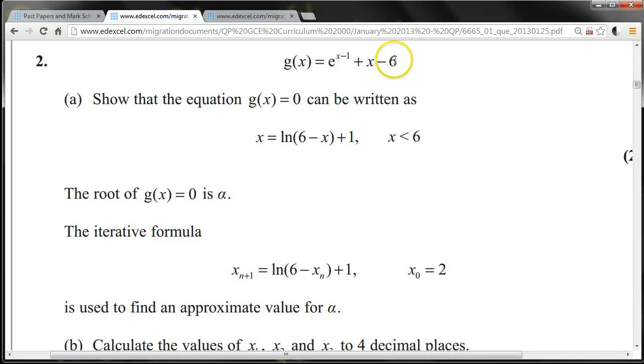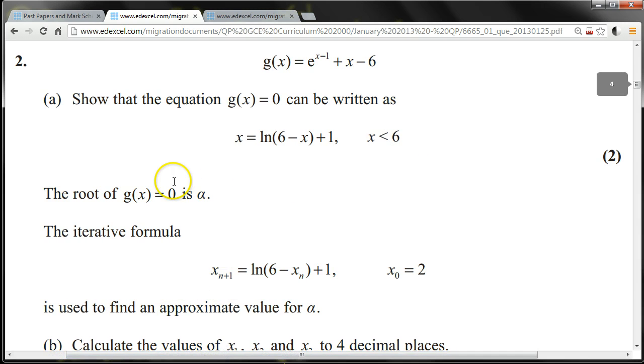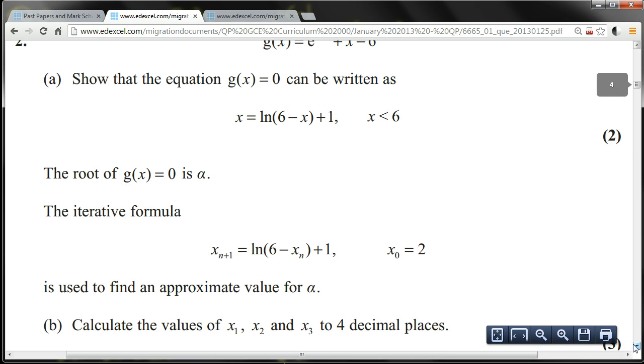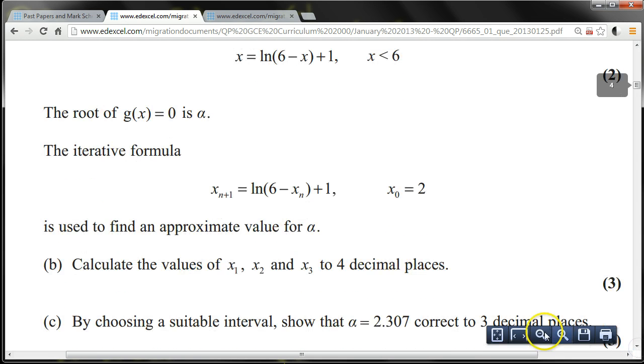g of x is equal to this value here. Show that the equation g of x equals 0 can be written as this thing here. For x less than 6, the root of g of x equals 0 is alpha. The iterative formula here for x0 equals 2 is used to find an approximate value for alpha. Calculate the values of x1, x2, x3 to 4 decimal places, and by choosing a suitable interval, show that alpha equals 2.307, correct to 3 decimal places.